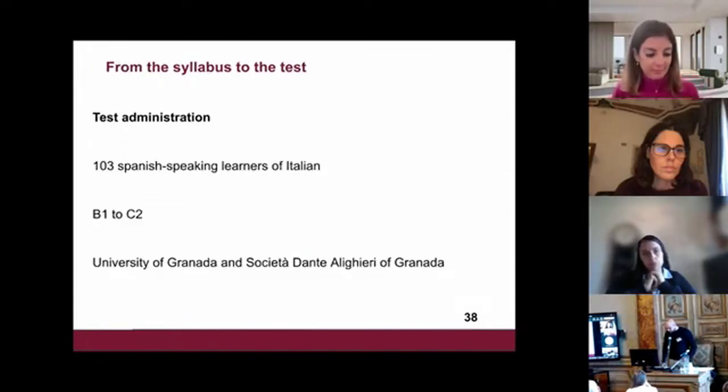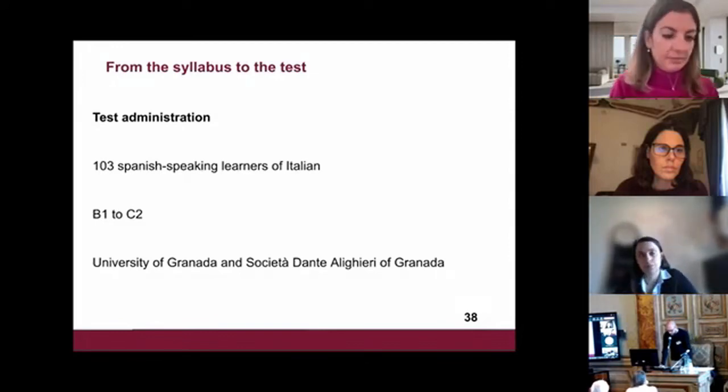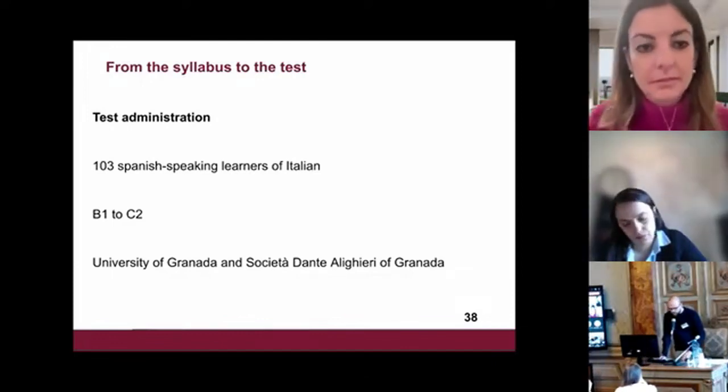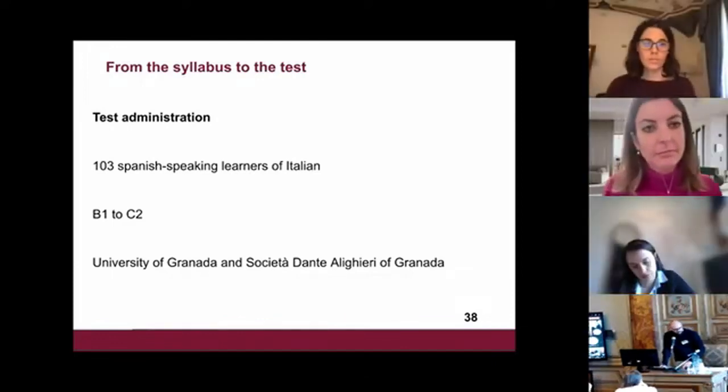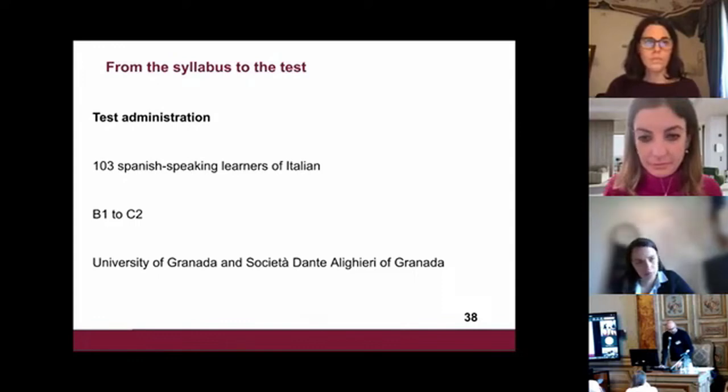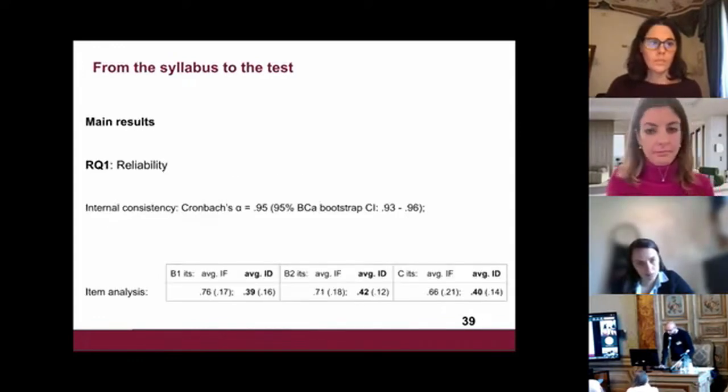Next, please. So our test administration involved 103 Spanish-speaking learners of L2 Italian, and their proficiency level ranged from B1 to C2. They were recruited in Italian language courses at the University of Granada and Società Dante Alighieri of Granada. So let's move on to the results.